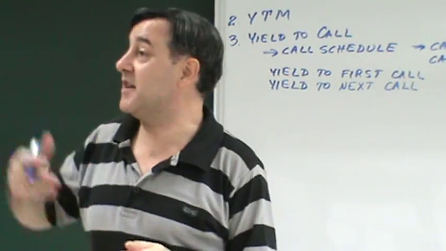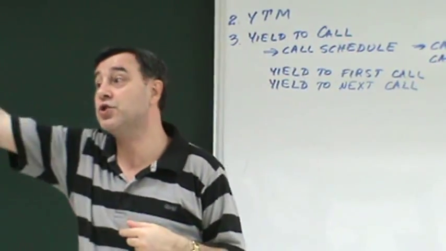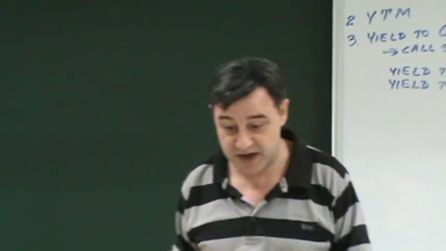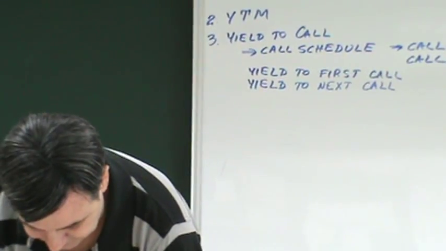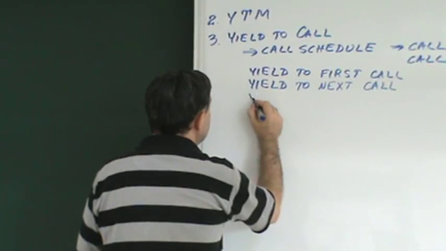So, if there's been no call so far, you get it to the first. If there's been one already, you get it to the next one, whenever the next one is coming. Let's see what else. There's another one called yield to refunding.